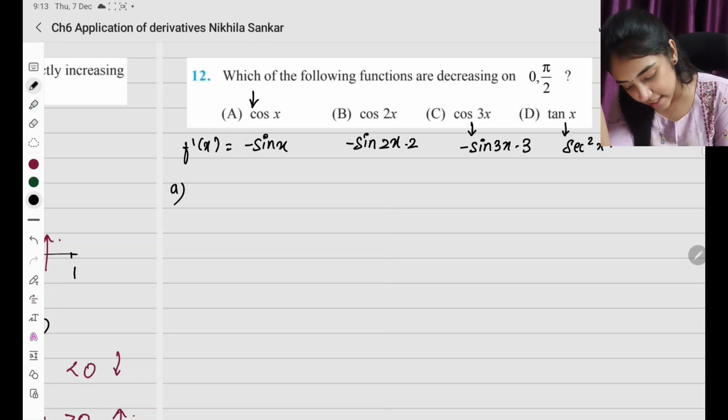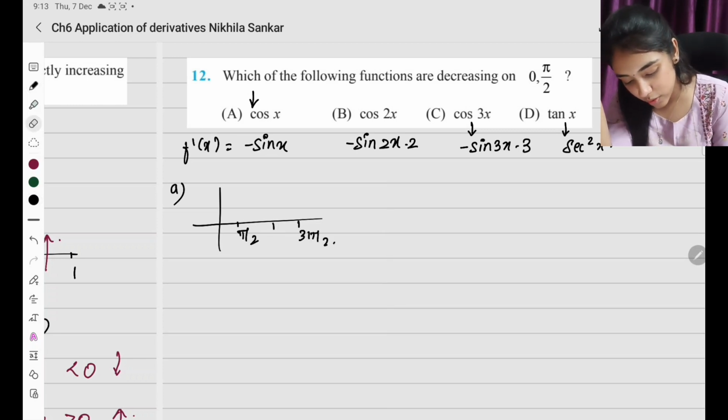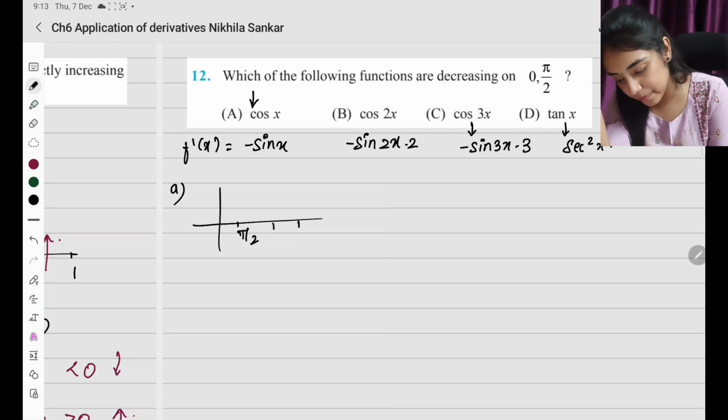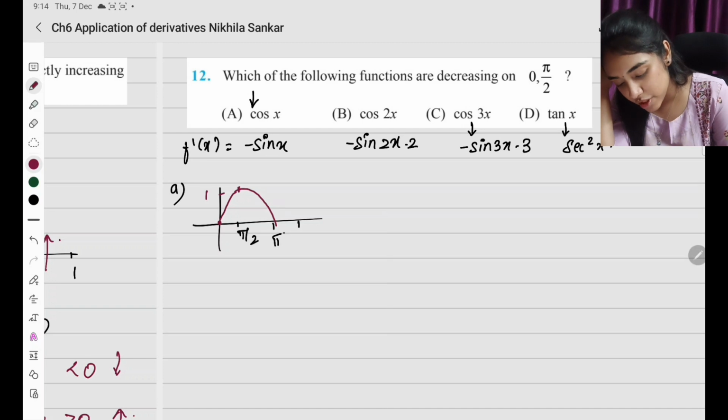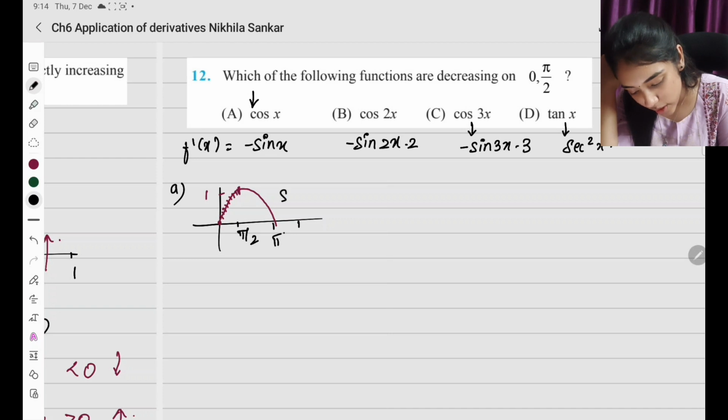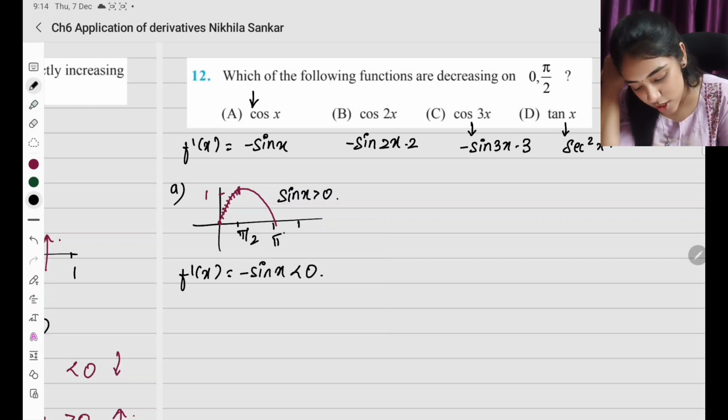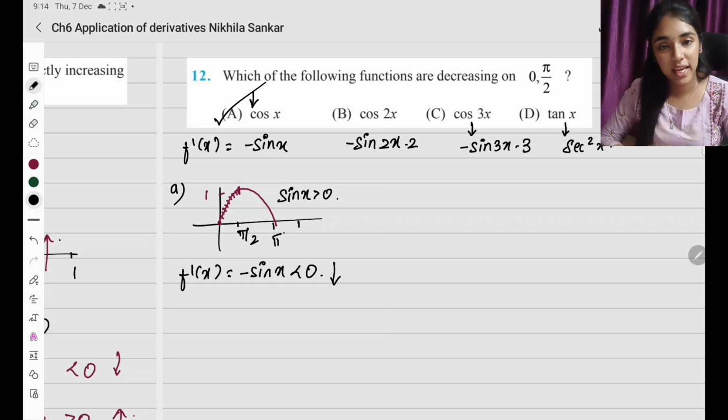So now, for the first case, I'm going to draw the graph for you. I have pi by 2, pi, 3 pi. They only ask till pi by 2, so pi by 2 is not needed. Okay, let me not draw this. I'll draw till pi. For 0 to pi, how will the sin function look? This is going to be 1. So, sin 0 is 0, sin pi by 2 is 1, sin pi is again 0. Okay, now I'm talking about the sin function from 0 to pi. So, the values are all going to be positive. So, sin x is greater than 0. But f dash of x is going to be minus sin x, which is going to be less than 0. So, this is going to be a decreasing function. So, option A is correct.